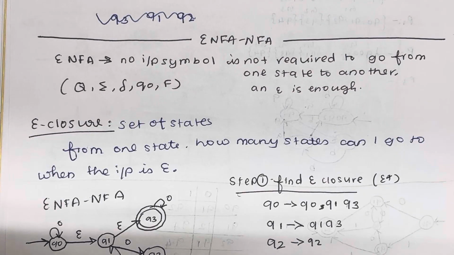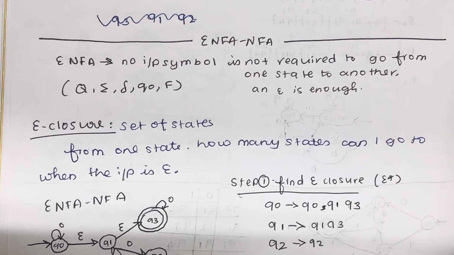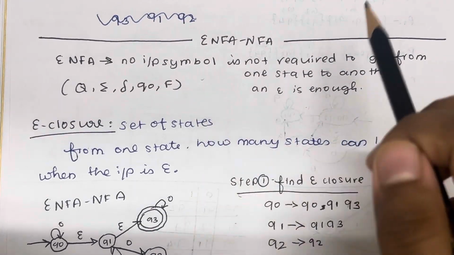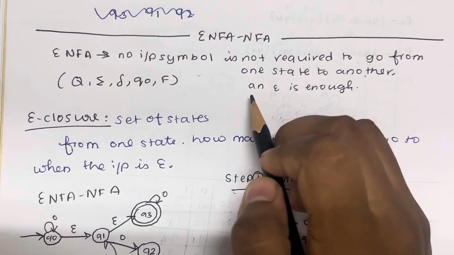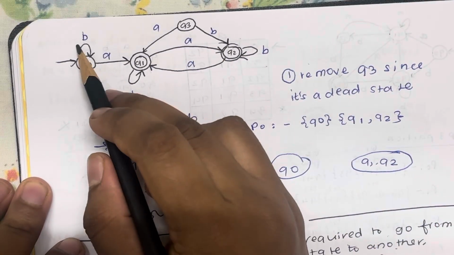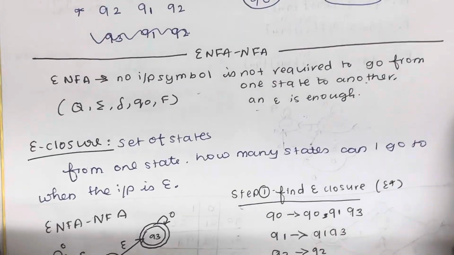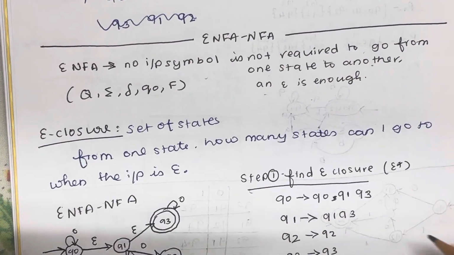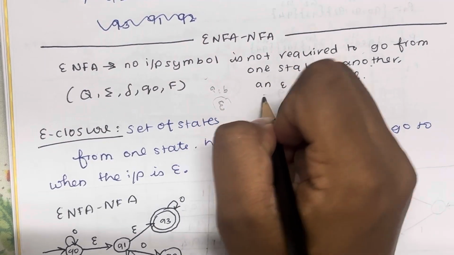Hi guys, so I'm going to teach you how to do Epsilon NFA to NFA. Epsilon NFA means no input symbol is required to go from one state to another; epsilon is enough. In the previous things that we've learned, you had to have an input symbol in order to go to the next state. But for Epsilon NFA, you do not need an A or a B, only an epsilon is enough for you to go to the next state.